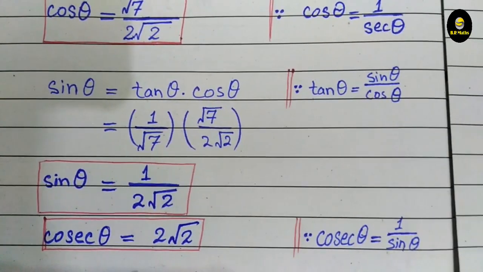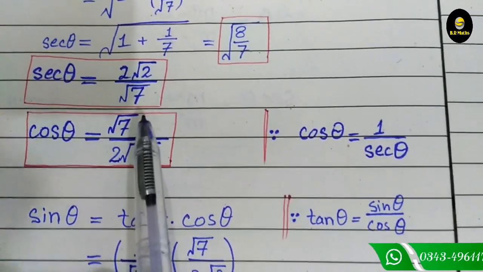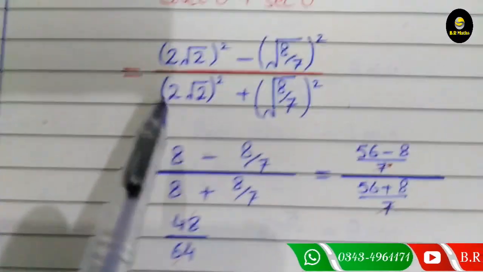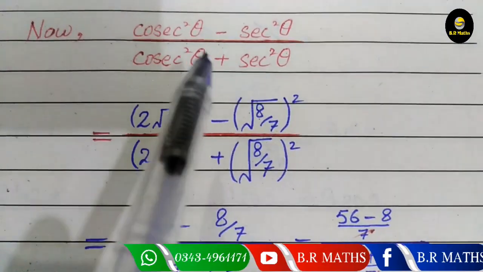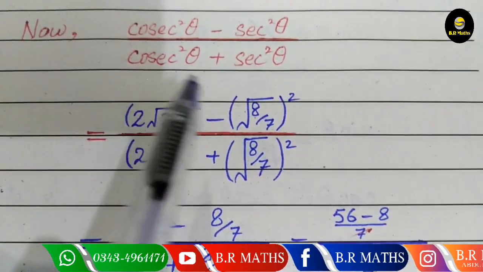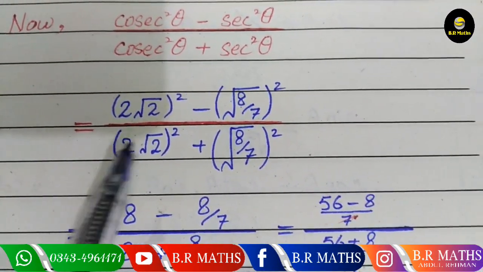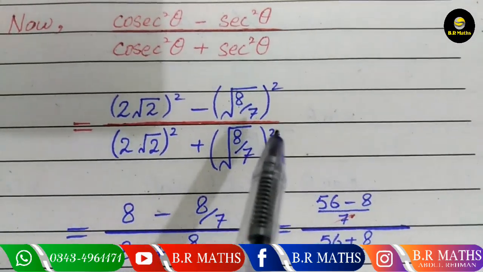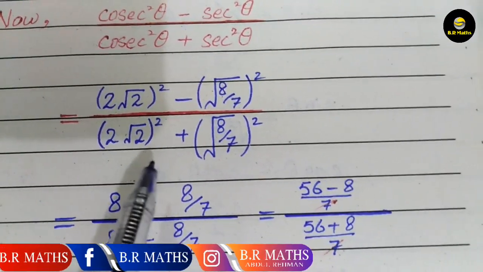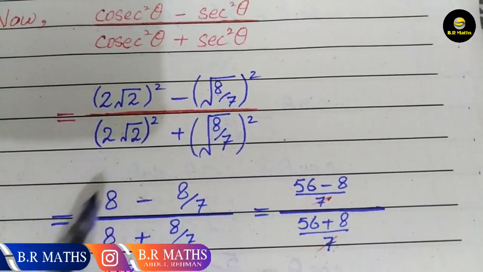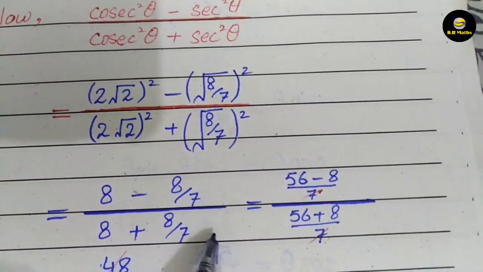Okay. Now student, cosecant square is found and secant is also calculated. So put the values in our required formula. This one. Now put cosecant square, secant square. Put the values. The value of cosecant is 2 square root 2. Take the square, and secant is square root 8 over 7. So let's put this value. The square root cancels, and 2 into 4 is 8, and in this one 8 over 7.